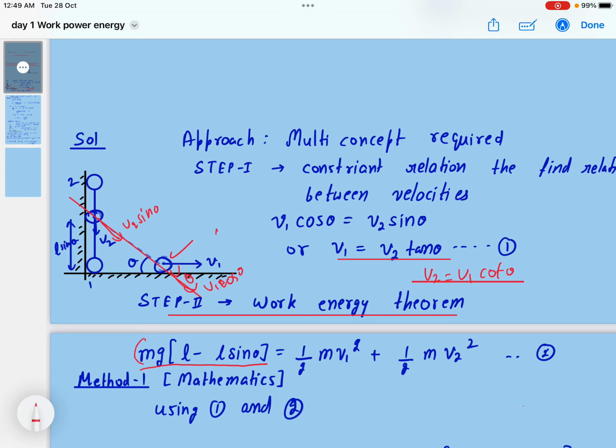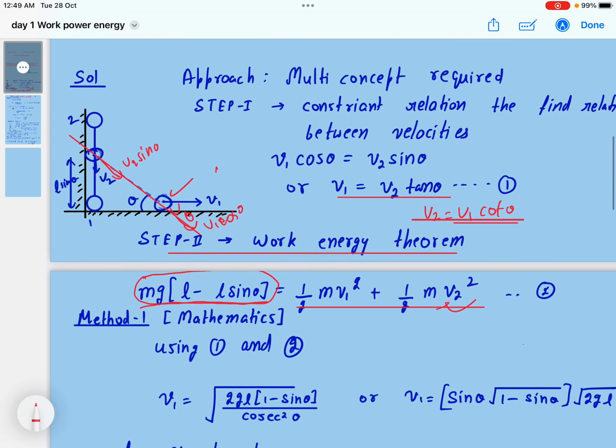So the net work done on the system, meaning on the dumbbell, is this only, and it is equal to the change in kinetic energy, right beta? We have already written v2 in terms of v1, so we can substitute here, and then solve these two equations mathematically. Solving them, I will get v1 as this equation, or you can write it like this.